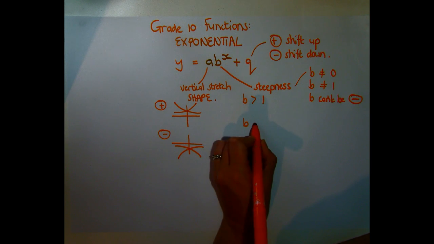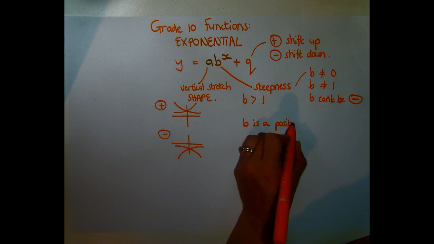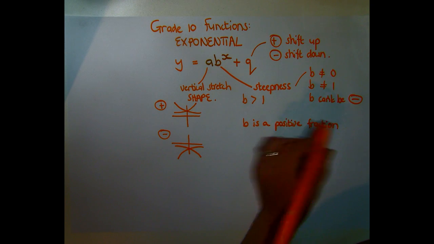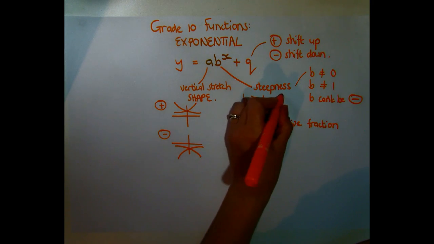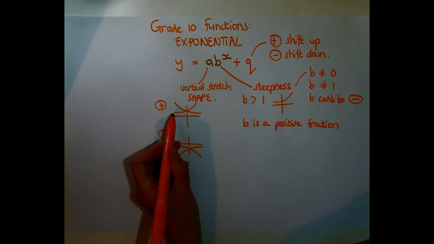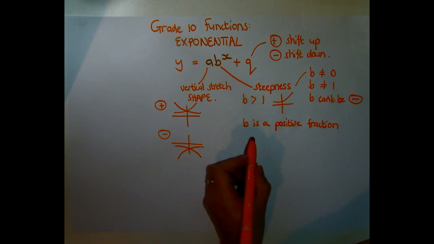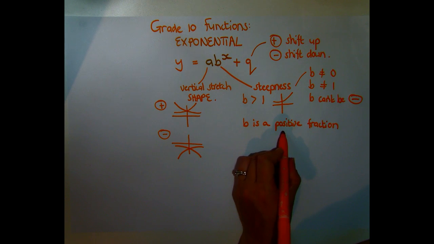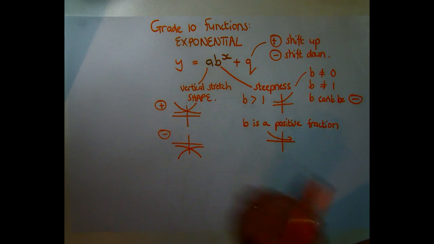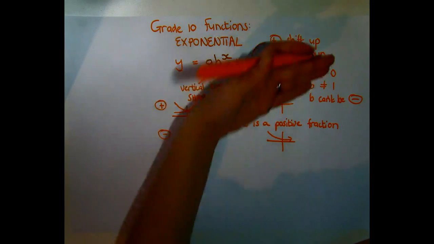Right, and what will that tell us? Here, if b is positive and bigger than 1, it'll look like that. If b is a positive fraction, it's going to look like that. And then if they get reflected, it'll be because of the a value, which will reflect them in the x-axis.